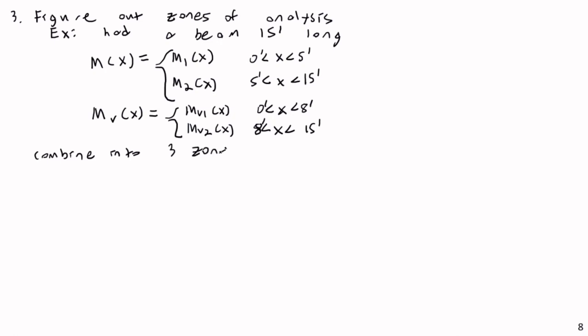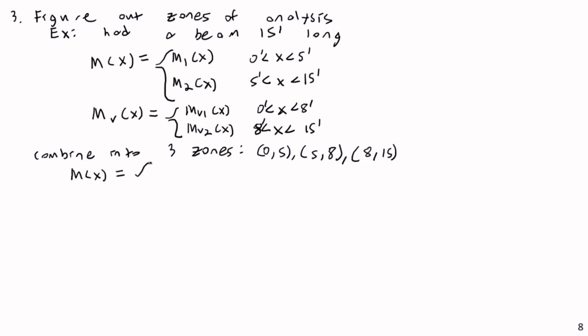The whole thing is that when you integrate these, you're going to be integrating the Mv and the M together. So it is paramount that you have the same boundaries on each of these zones. So I'm going to break these into 3 zones. For this particular problem, that would be 0 to 5, then 5 to 8, and 8 to 15. And then my M function would end up looking like this.